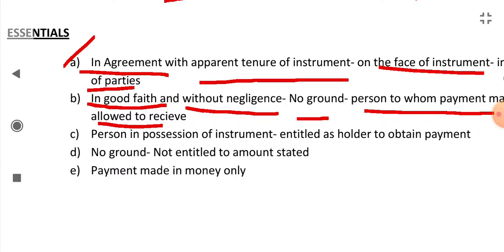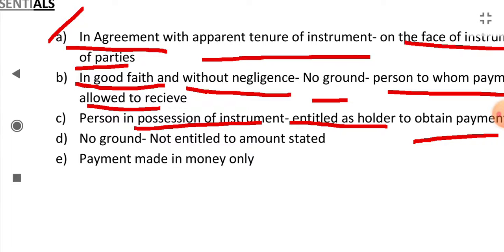Okay, next, the person in possession of the instrument is entitled as holder to obtain payment. Like, the person who has possession of the instrument has not got it from any finder or any thief. He is not a thief, and he has not found the instrument somewhere. Also, there is no ground that he is not entitled to the amount stated. Like, the amount stated is rupees 1000 and he was not entitled to receive 1000. There should be no ground like that, and the payment is made in money only.